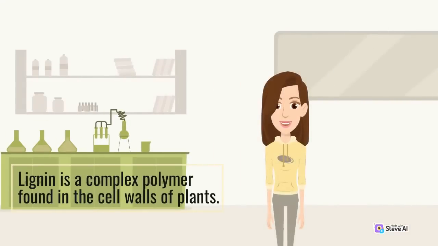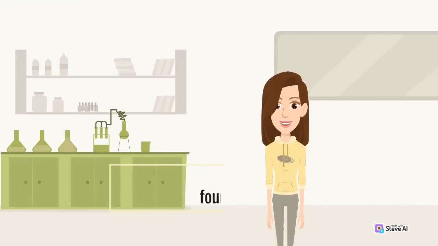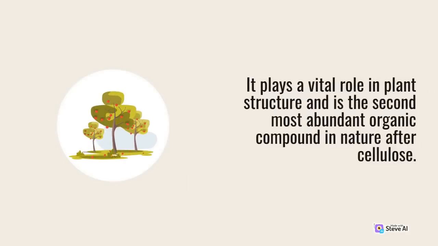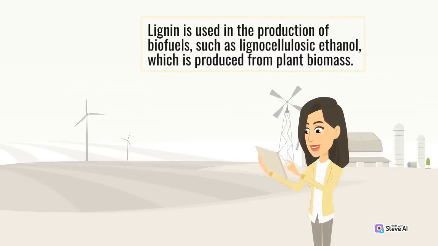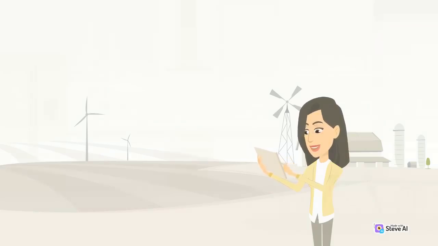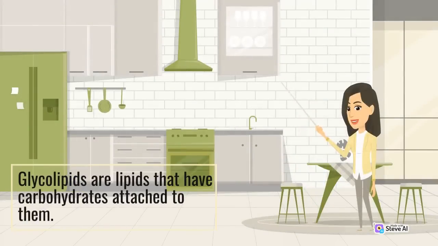Lignin is a complex polymer found in the cell walls of plants. It plays a vital role in plant structure and is the second most abundant organic compound in nature after cellulose. Lignin is used in the production of biofuels, such as lignocellulosic ethanol, which is produced from plant biomass. Glycolipids are lipids that have carbohydrates attached to them.